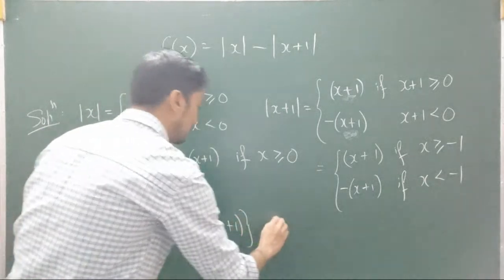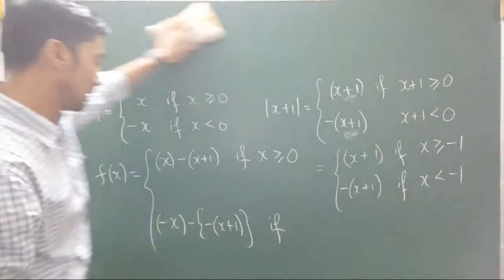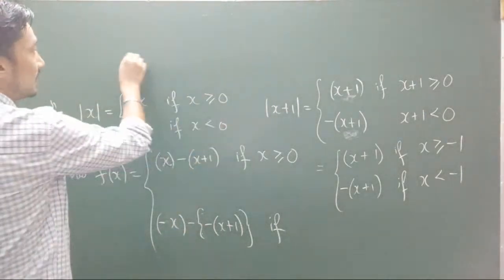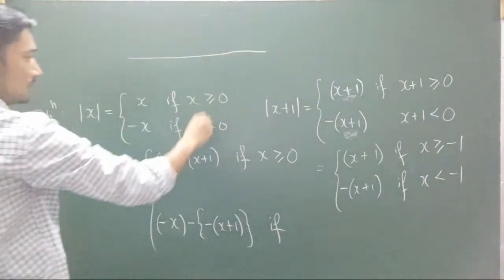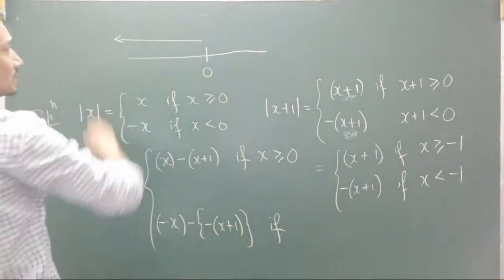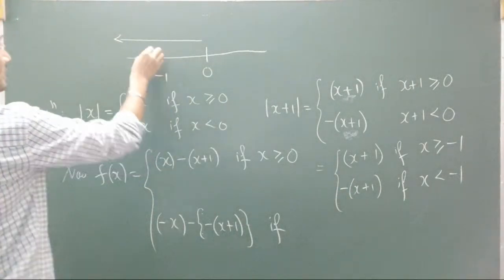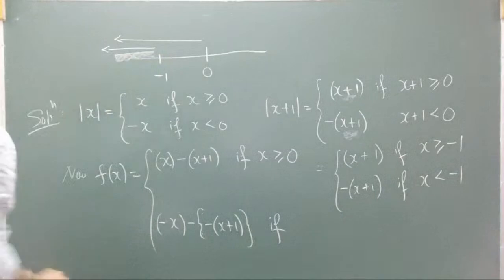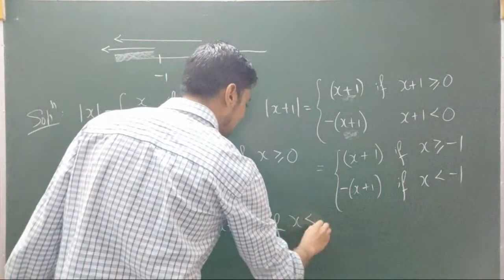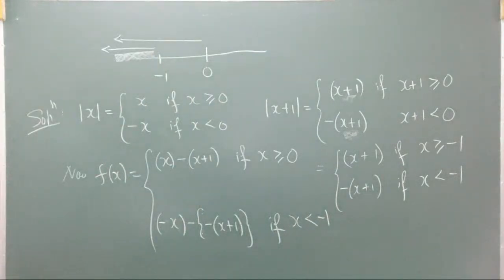Now this one, at what interval? Let's combine again, on the number line. This is when x is less than 0. And this one is if x is less than minus 1. The common region this time is x less than minus 1. Okay? I hope you're getting it.